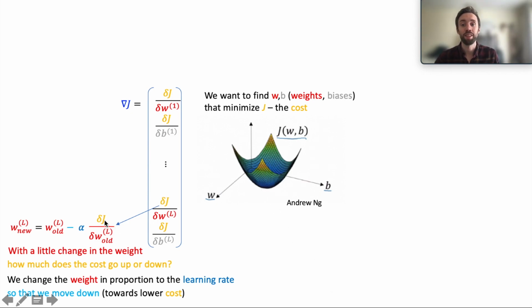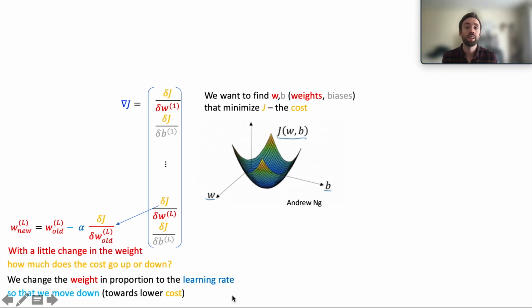Here we see that if this del J, del W, or the partial derivative of the cost with respect to this weight, is positive, this means that a small increase in the weight will lead to an increase in the cost. So what we will actually want to do is to decrease the weight. Likewise, if a small increase to the weight leads to a decrease in the cost, this term will be negative and we will increase the weight. In both cases, we should move towards a lower cost.